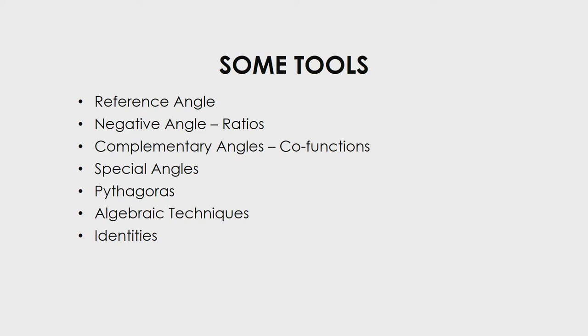Identities is crudely said an equation that holds for any value of any variable. For instance, we know that the most common one, the tan of an angle, is equal to the sine of the angle over the cos of the angle. That, for instance, is an identity. Okay, those are some of the tools that we will be needing.